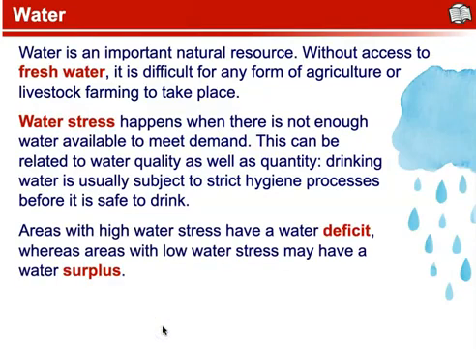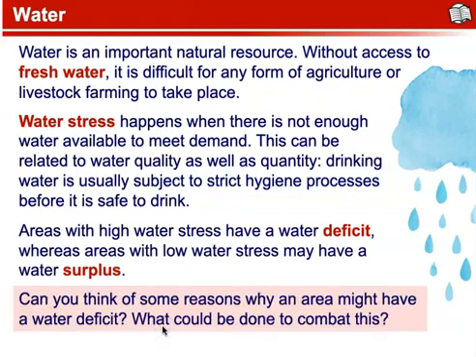Areas with higher water stress have a water deficit, whereas areas with low water stress may have a water surplus. Can you think of some reasons why an area might have a water deficit? What could be done to combat this? Factors such as population, demand, or climate, especially the amount of rainfall, may be leading to areas that have water deficit. Conservation can be a method to combat this overusage.